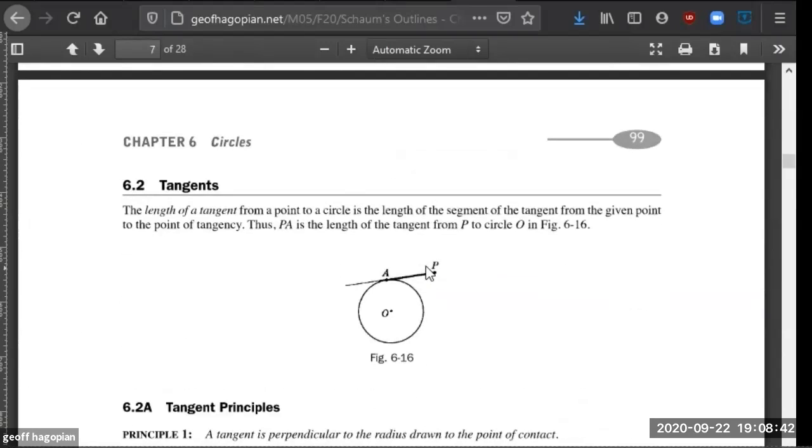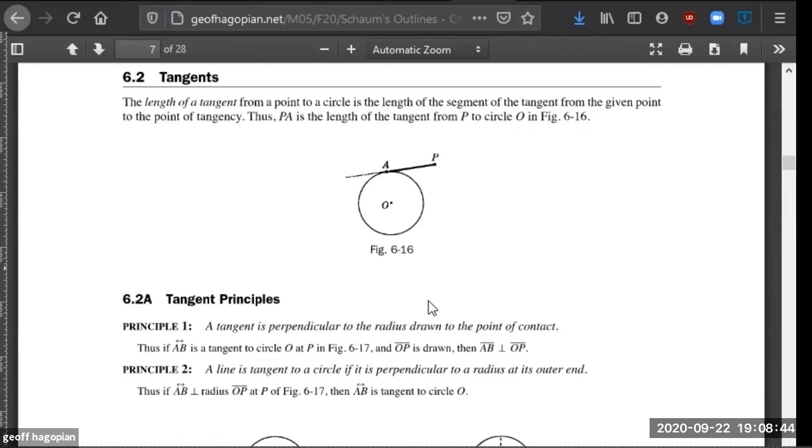Okay, let's get to the new idea. So tangents, right? The length of a tangent from a point to a circle, so that's the length of AP in this diagram, is the length of the segment of the tangent from the given point to the point of tangency. Okay, that's just a definition. Thus, PA is the length of the tangent from P to circle O.